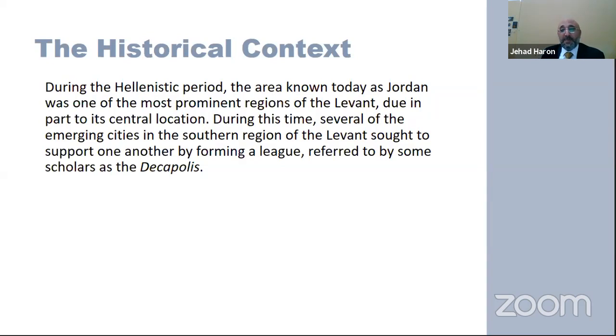But there was still debate between different scholars about the existence of such a league, and the importance and motivation behind it. Even Pompey, when he conquered the Levant, revived and supported this Decapolis league again, to protect the Romans' trading routes and, of course, their limes, their frontiers.